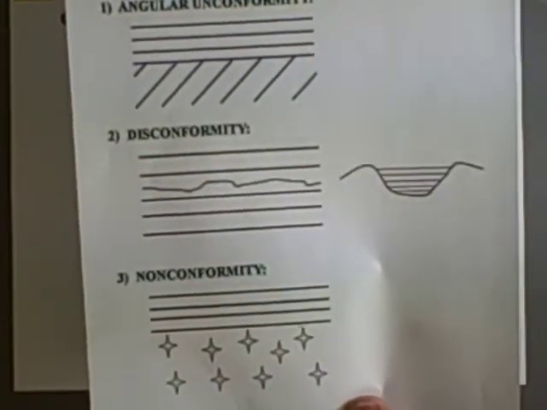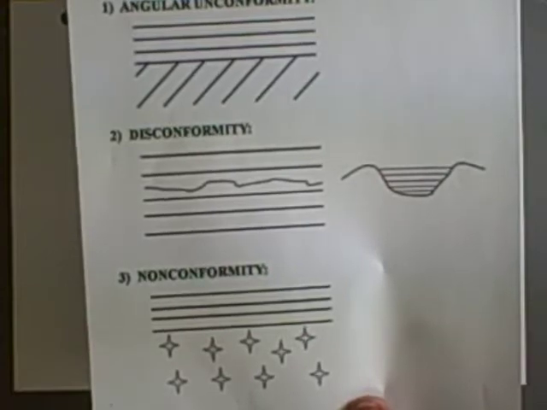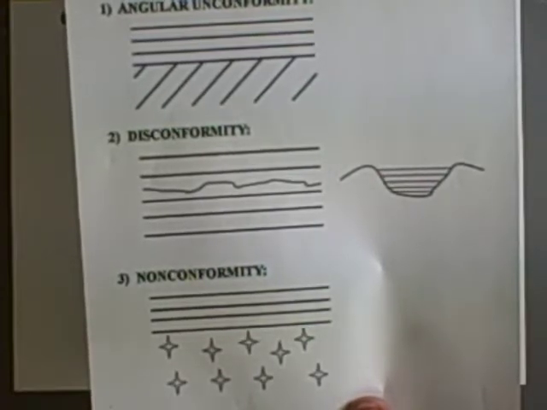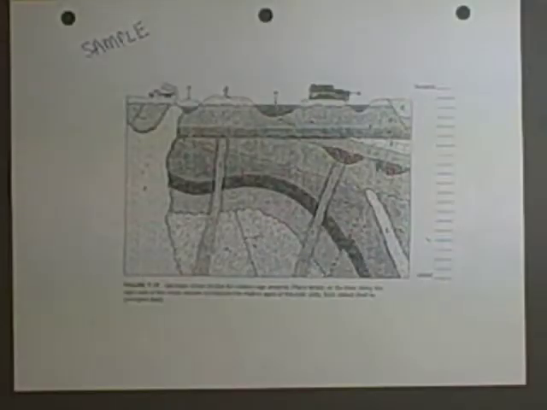Now, the other thing I'm going to do in here is you guys are going to have to be able to identify unconformities. I'm going to label the unconformities. So here's your little handout on unconformities. And so let's kind of look at this. Now, you always start at the bottom with the oldest. I can't start with the youngest.